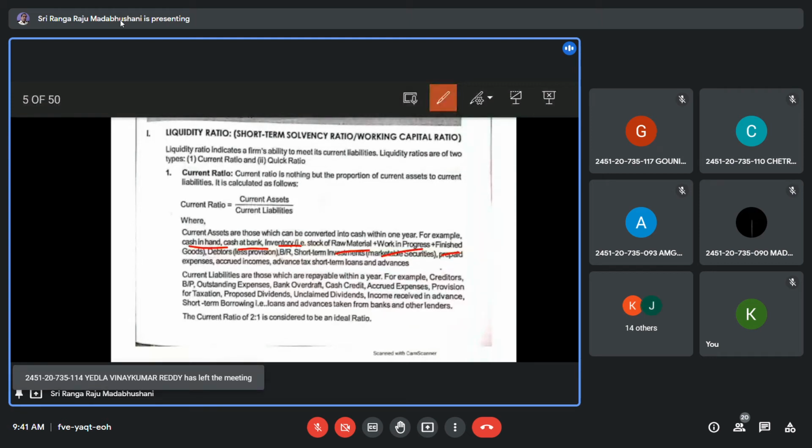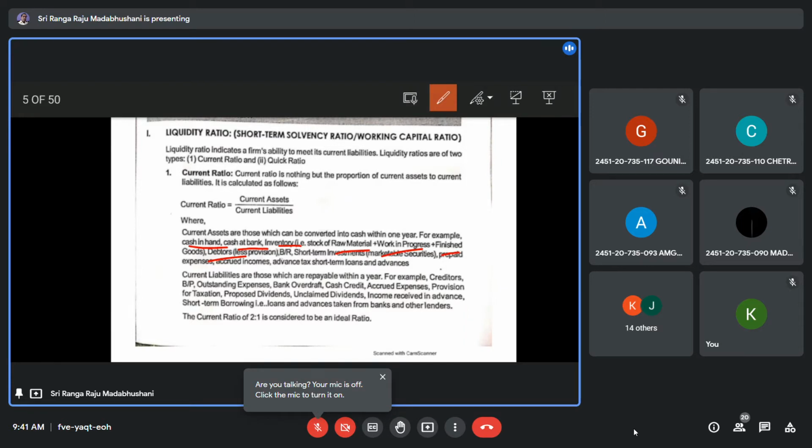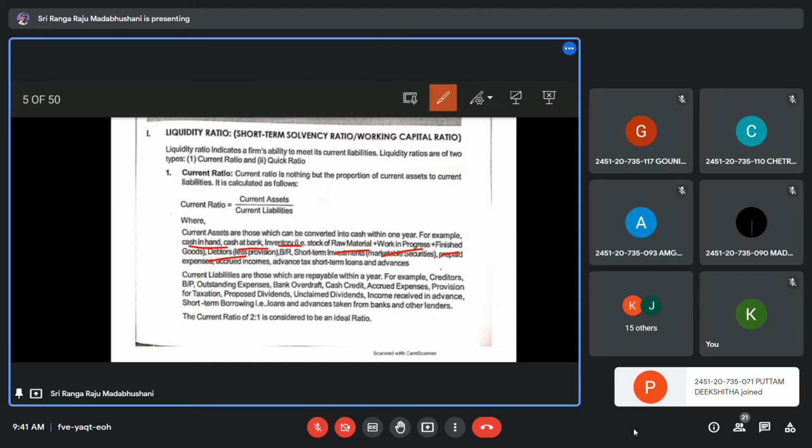Material, work in progress, and finished goods, if given, we consider as closing stock. Then debtors. Debtors means good debts you have to take. If bad debts and provision for bad debts are given, then they should be subtracted. In some problems, against the debtors they will mention it as good. So this is good debt, no need to subtract again. If that good is not given, then you have to subtract the provision.